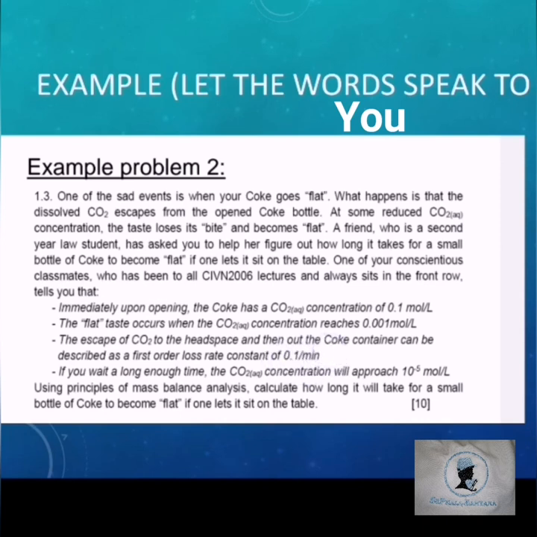And if you wait long enough, let the word speak to you. Already you know that long enough, we don't know what's long enough. It can be 3 days, 4 days, so we denote it as C infinity. So already you have C infinity, you have C of t, and you have C naught. Guys, that's the step function response. You can even feel it. And then you start gaining momentum, and you know, okay, so my C infinity is 10 to the power of minus 5 mole per liter.